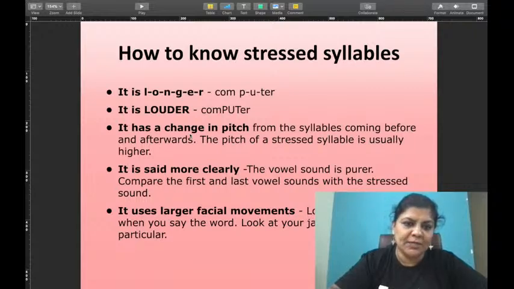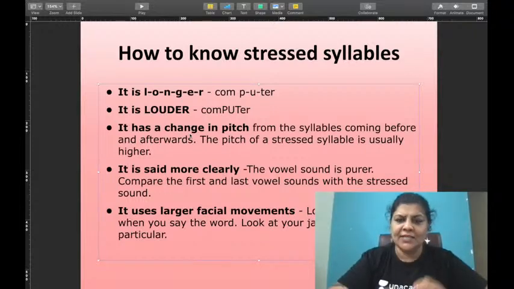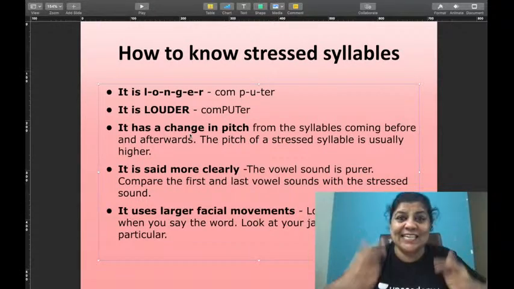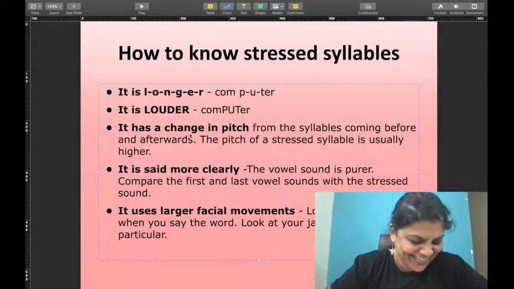How to know stressed syllables? Stressed syllables are longer, like computer. It's louder. It has a change in pitch. It is said more clearly: com is not clear, pew is clear. It uses larger facial movements. Computer. Did you understand?